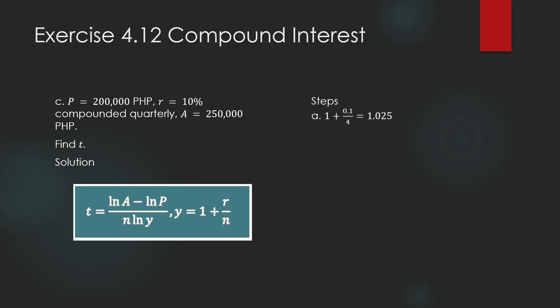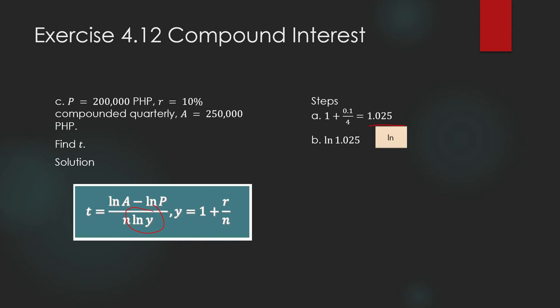Let us first compute for y. Y is equal to 1 plus the rate of interest, 10%, which is 0.1 in decimal form, divided by 4, because the interest rate is compounded quarterly, and so that means N is 4. And this is the result, 1.025.